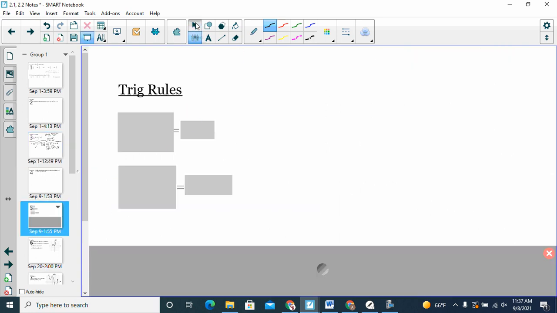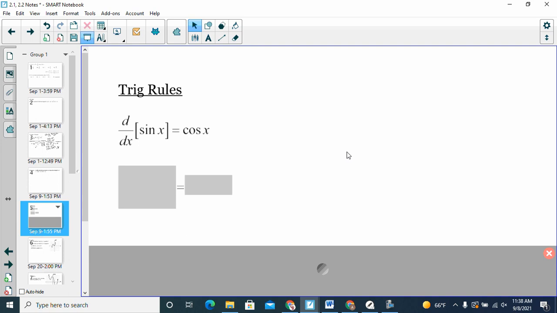Let's talk about derivatives of trig functions. The derivative of sine x is cosine x, and the derivative of cosine x is not sine x, it is negative sine x. Those are things you will need to memorize. There are other ones obviously as well, tangent, secant, cosecant, and stuff like that. We'll do those in a later lesson.